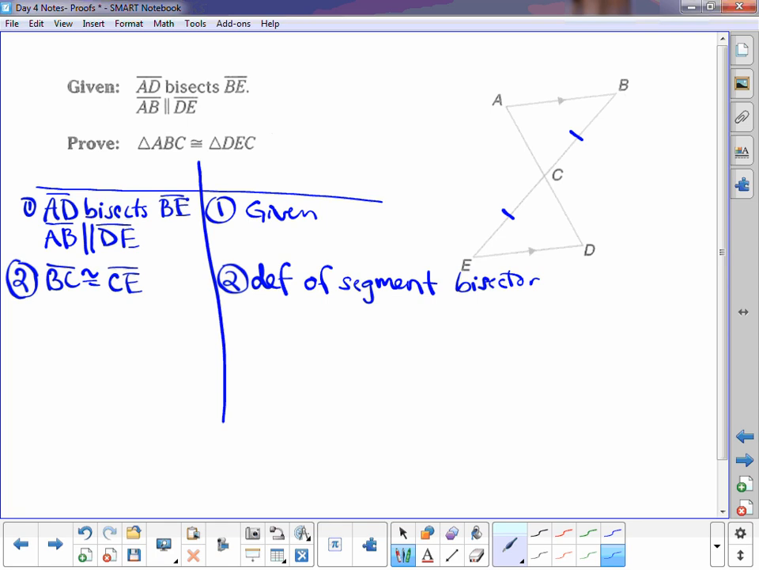Now, our other piece we have is that AB is parallel to DE. They've gone ahead and drawn that on the picture. I want you now to go ahead and try filling in the rest of this proof. Work with your shoulder partner. How can we go ahead and prove that triangle ABC is congruent to triangle DEC?